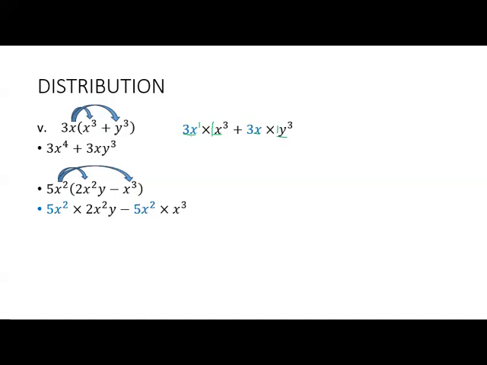5 times 2 is 10. X squared times x squared will give us x to the exponent of 4, and then we'll just have y next to it. Then you'll have minus 5 times 1 will be 5. X squared times x cubed will be x to the exponent of 2 plus 3, which is just 5. You getting it? Try this one.